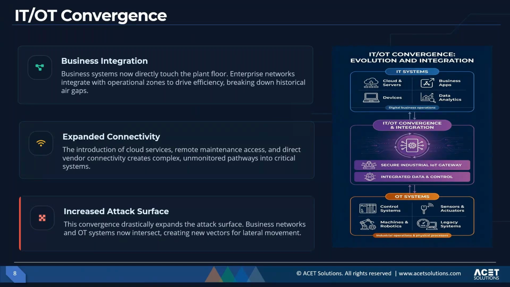However, alongside the benefits, the same connections introduce new risk. Business networks, cloud platforms, remote access tools, and third-party vendor pathways intersect directly with the operational systems. Every one of these touch points becomes a potential entry point for attackers. A compromise in the IT environment can now move laterally into the OT, where the consequences are far more severe because the physical process, safety, and critical services are at risk.